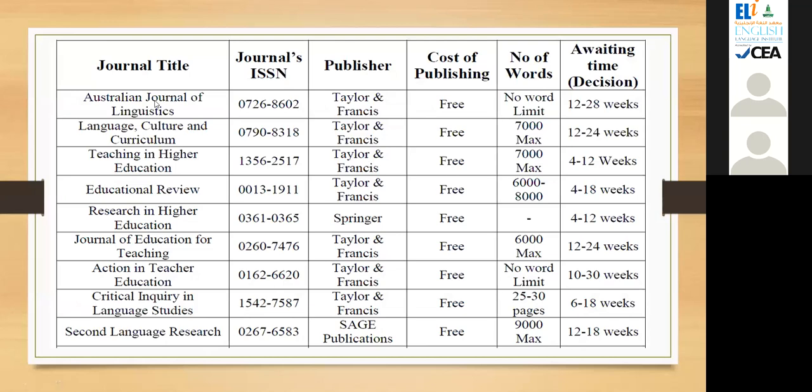So, for example, let's say the Australian Journal of Linguistics. Each journal actually has an ISSN number. What does that mean? It's an International Standard Serial Number, okay? Each journal should have that, which will help you. So for example, if you use the websites that I just added in the previous slide, some of them will ask you to put the journal title, but some of them will ask you to put the ISSN number.